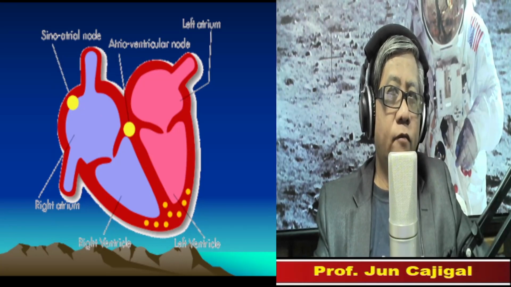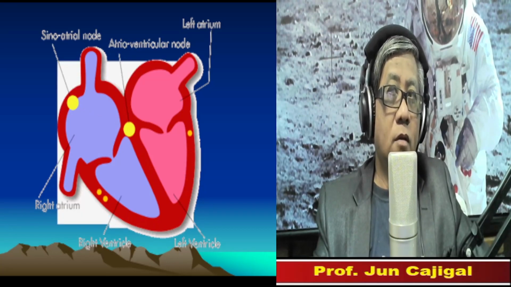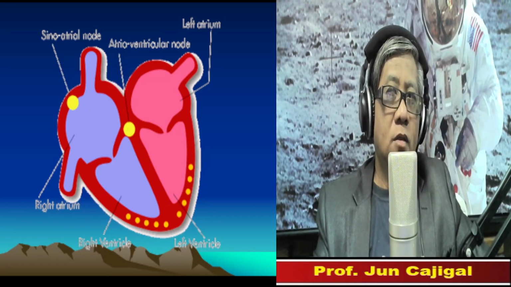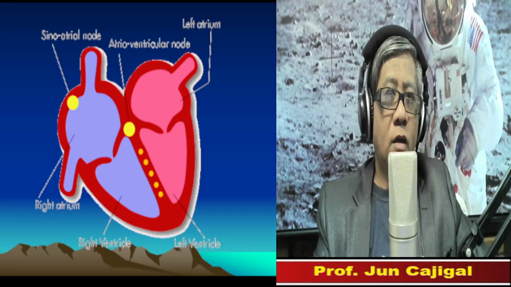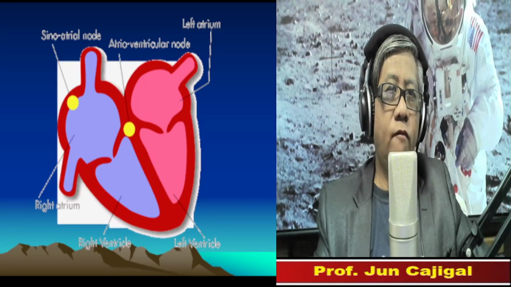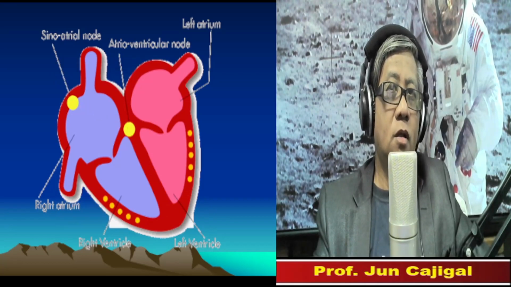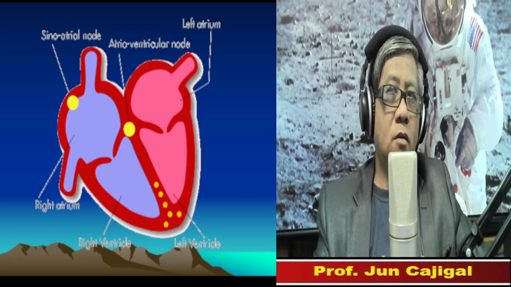Then after the delay, the AV node transmits the electrical signals through the bundle of His, located in the septum of the heart. Then from the apex of the heart, the bundle of His splits into two, forming the so-called Purkinje fibers. The Purkinje fibers then transmit the signals to the ventricular muscular wall, allowing it to be stimulated, and this will trigger the ventricles to contract.